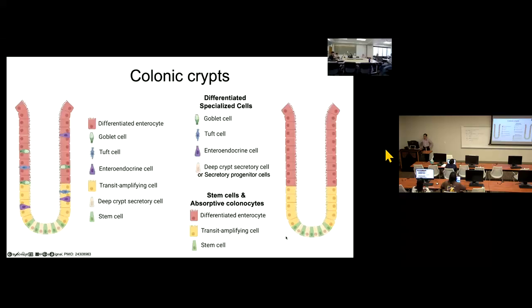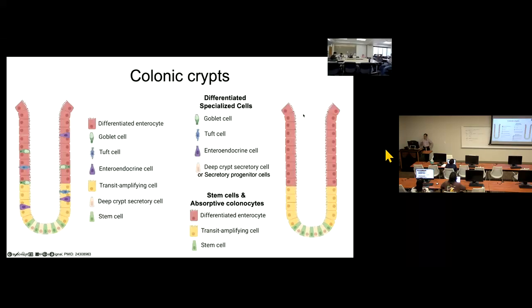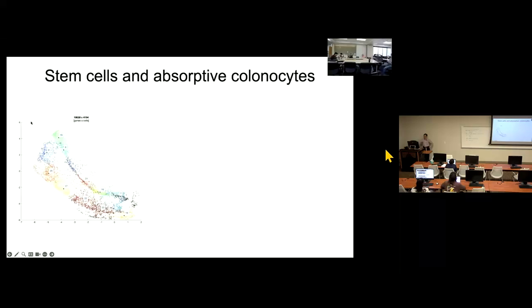So the colon is largely responsible for absorbing any sort of water that the small intestine didn't absorb. So that's their function, and that's why they're called absorptive colonocytes. And so what I did was I subsetted out the stem cells and the absorptive colonocytes. They form kind of like this gradient, very similar, I guess, to this crypt right here. They form this gradient from stem cells and transient amplifying cells down here all the way up to differentiated cells over here.